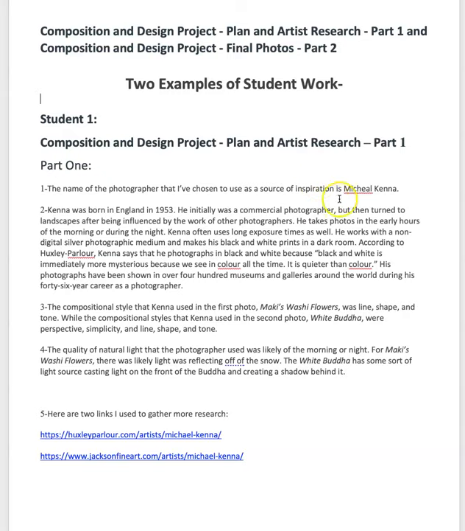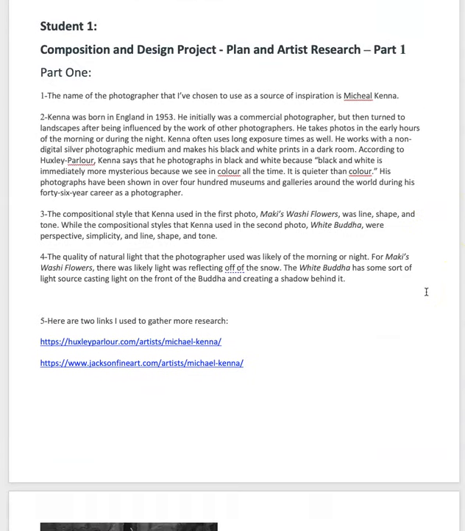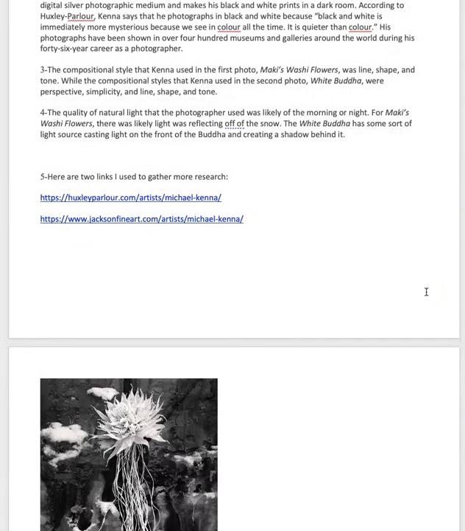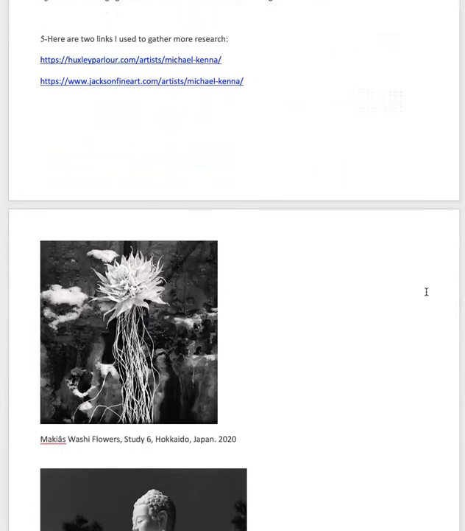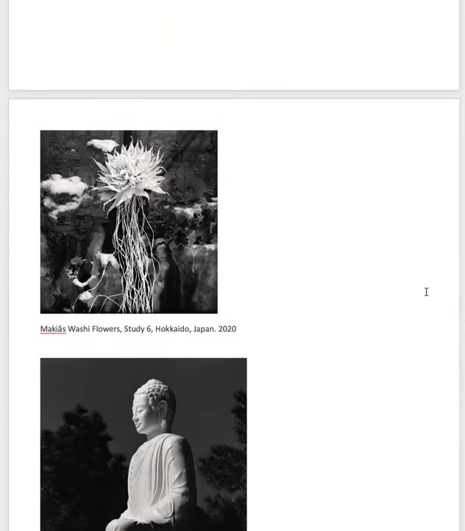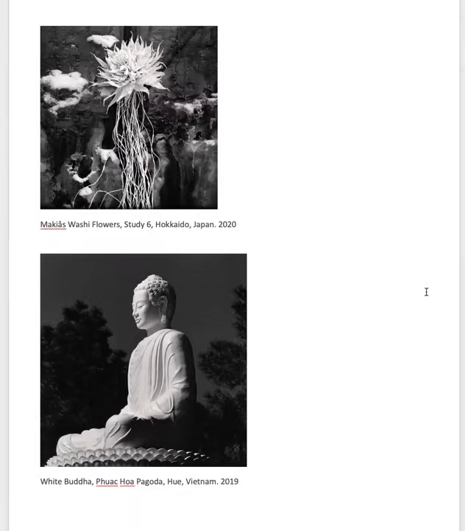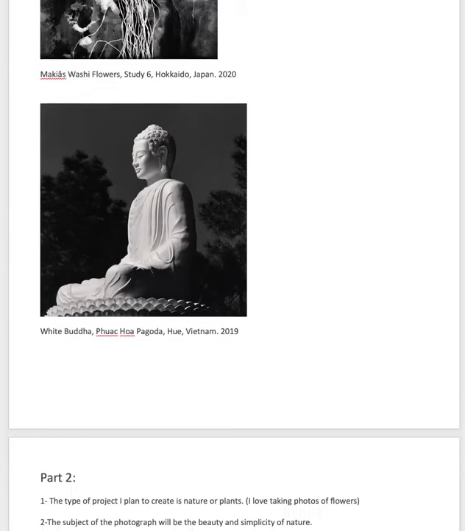So this student shows Michael Kenna. There's the short bio, responding to the different prompts about compositional style and quality of light. And then you're required to submit 2 photos by the artist, at least 2, with all the physical properties, so the title, where it was made, when it was made, if you can find the size, basically referencing all those physical properties.